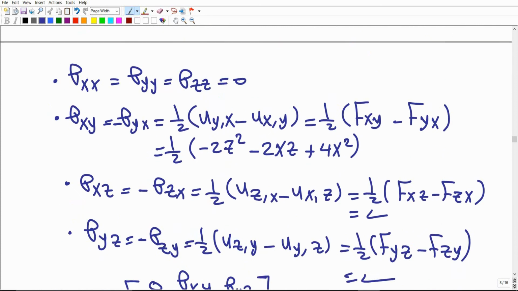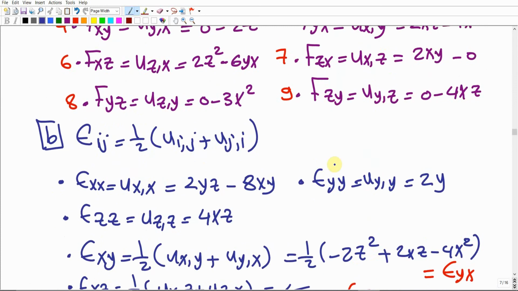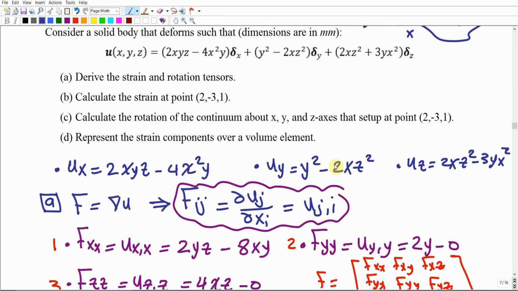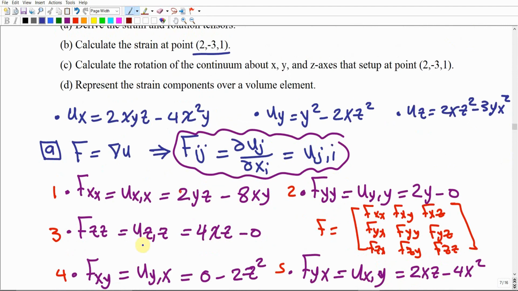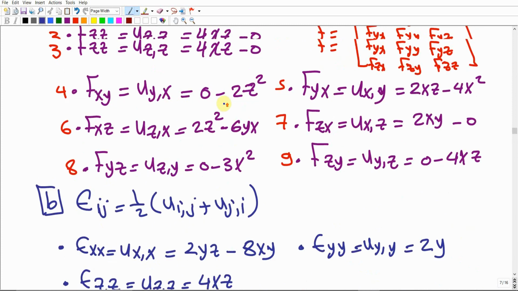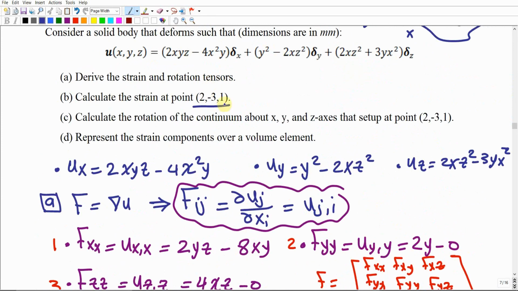Make sense? So these are the different tensors. We started from the displacement field. We did some derivatives to end up with the deformation, the strain, the rotation tensor and the rotation vector. If we are interested in finding the strain at any point like this point, your objective is just to substitute for any x into all 6 components of the strain. Plug x equals 2, y equals -3 and z equals 1, which are the coordinates of this point.